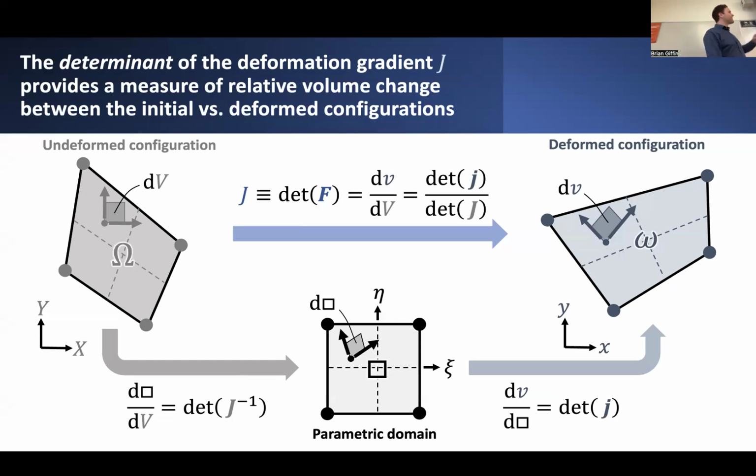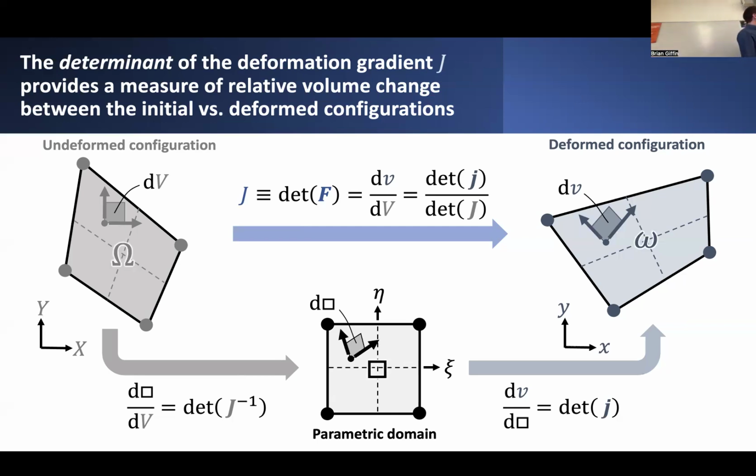Now, if we wanted to measure the relative change in volume, comparing this initial volume, D capital V, to the final deformed volume, D lowercase v, then it turns out to do that, all we have to do is take their ratio, or in other words, take D lowercase v divided by D uppercase v. And we find that actually that ratio is associated directly with the determinant of this deformation gradient quantity that we've constructed. And there's a few different ways that you can demonstrate that that is true.